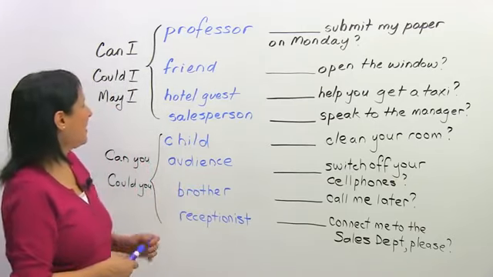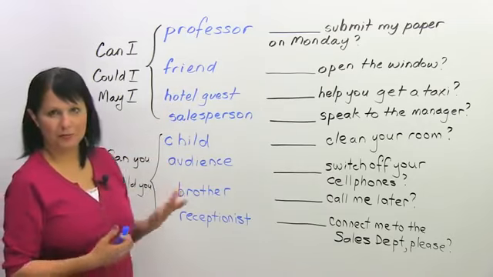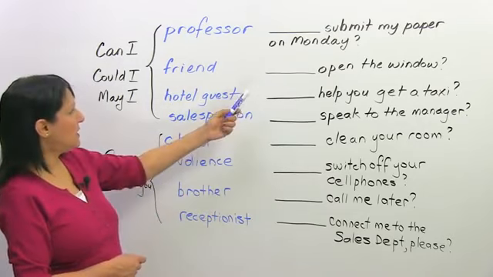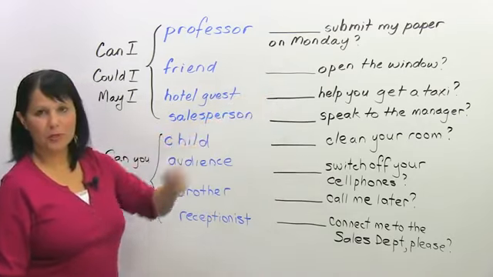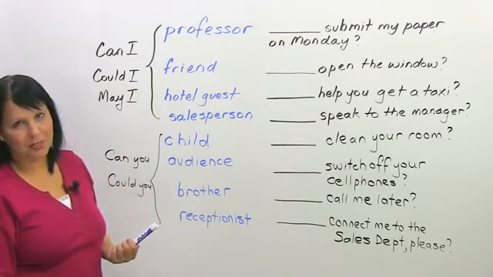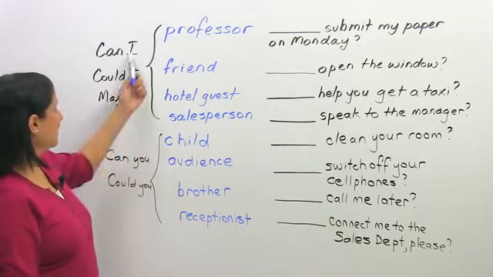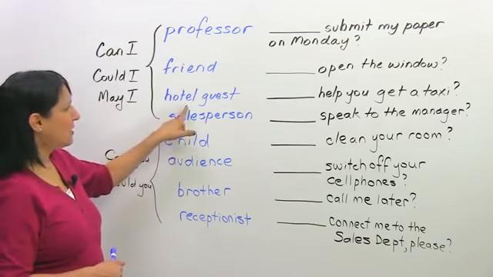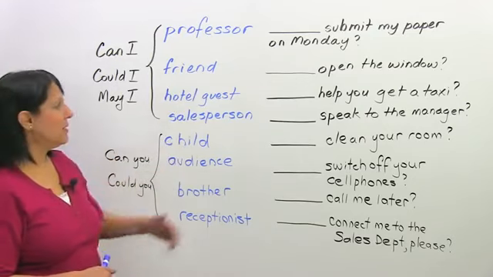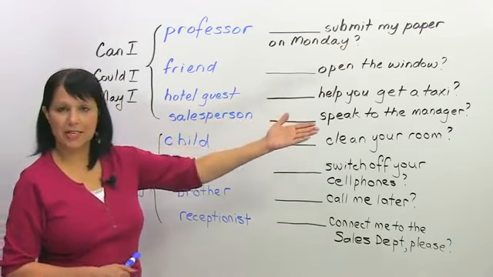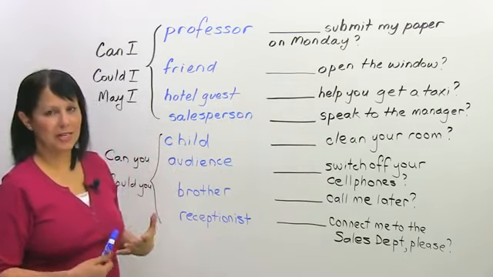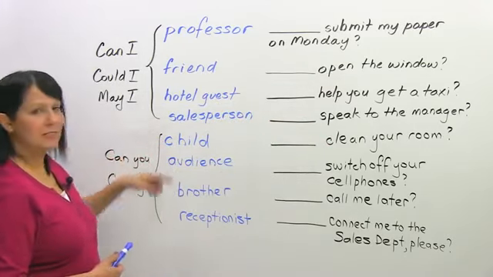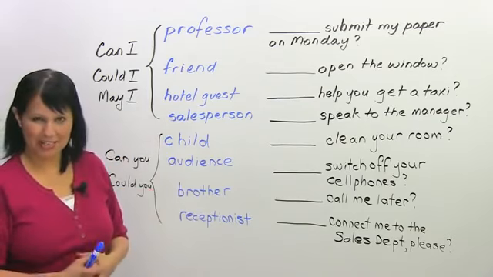All right. Okay. Now, here you're talking to a friend. So what do you say? Blank, open the window. So here, it's pretty straightforward. Can I open the window? All right. You're talking to a hotel guest. Blank, help you get a taxi. So again, here you want to be very formal. May I help you get a taxi?